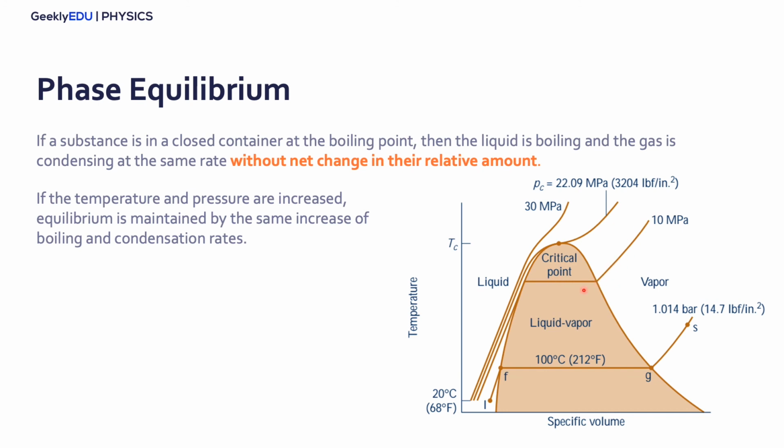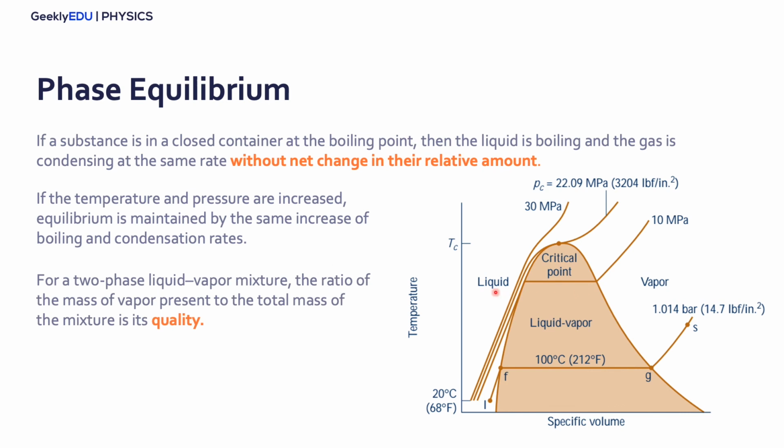So for a two-phase liquid vapor mixture, the ratio of the mass of vapor present to the total mass of the mixture is called the quality. So it's basically the mass of vapor divided by the mass of liquid plus the mass of vapor.